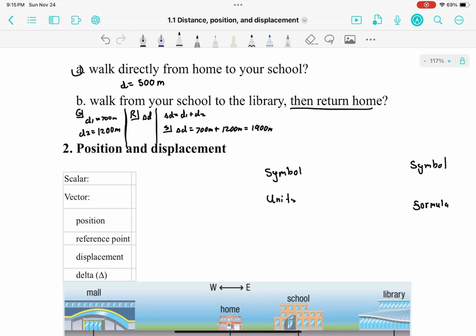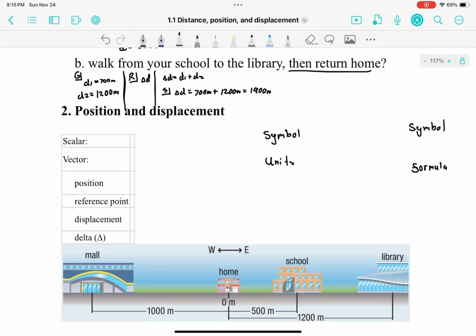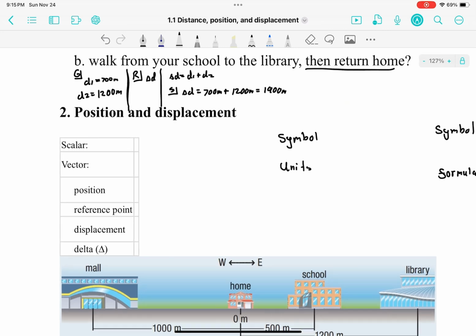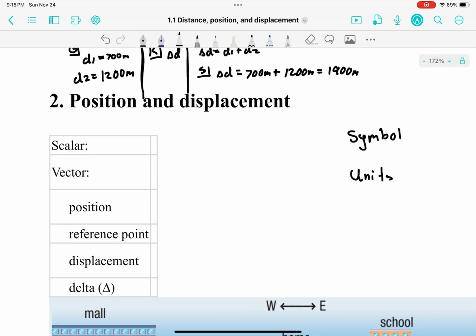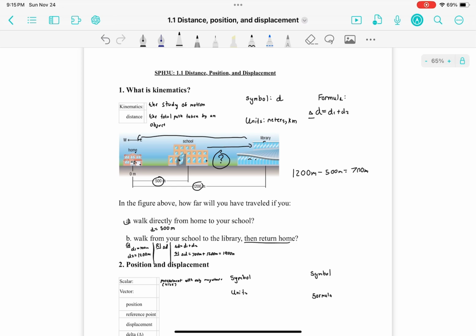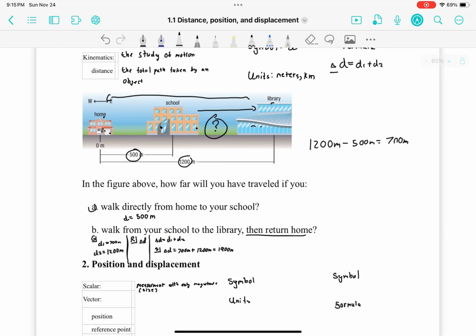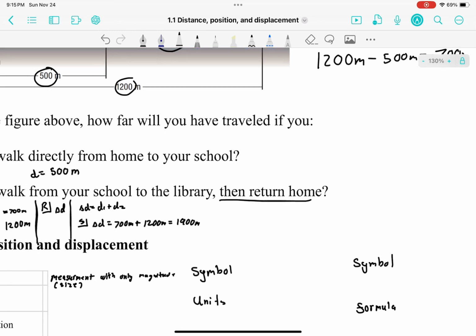Next thing we'll be looking at is position and displacement. But to understand what those are first, we have to look at what a scalar is. A scalar is a measurement with only a magnitude. This can also be referred to as size. So if we look back here, we know that our distance is actually going to be a scalar because we're only looking at a size or a magnitude.